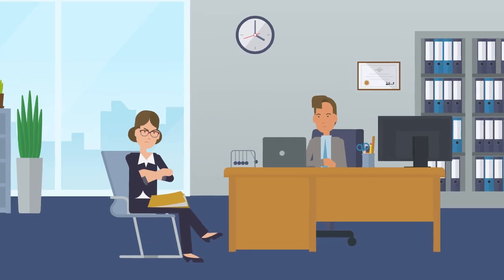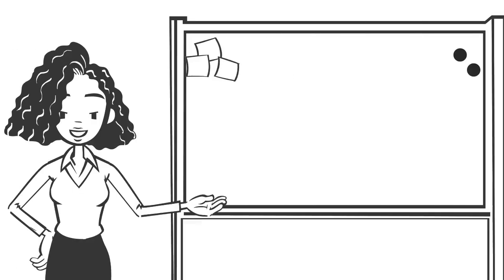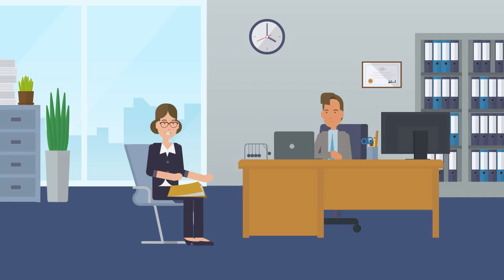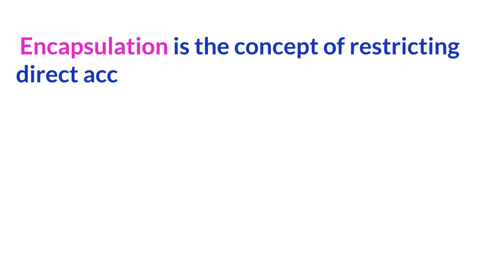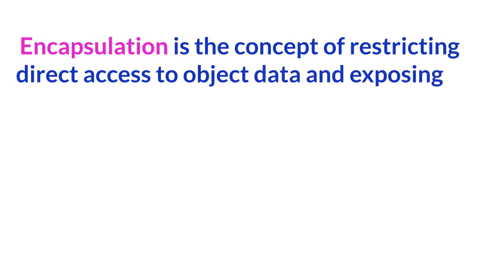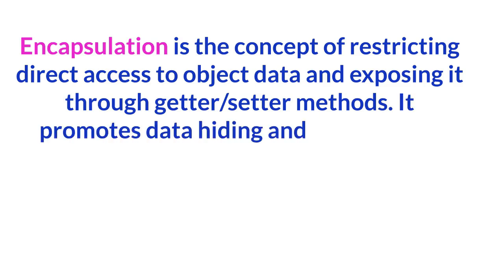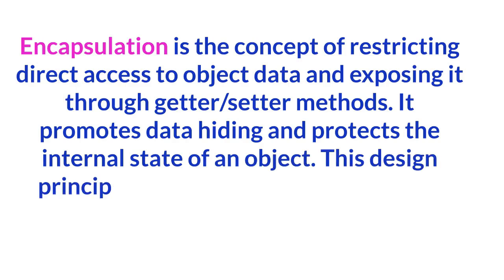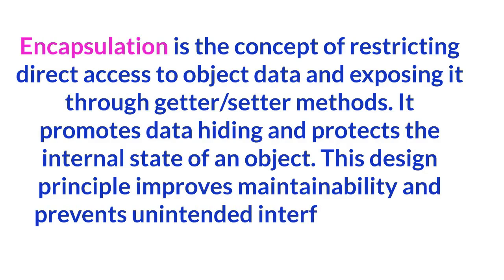What is encapsulation in Java? Encapsulation is the concept of restricting direct access to object data and exposing it through getter/setter methods. It promotes data hiding and protects the internal state of an object. This design principle improves maintainability and prevents unintended interference from other parts of the program.